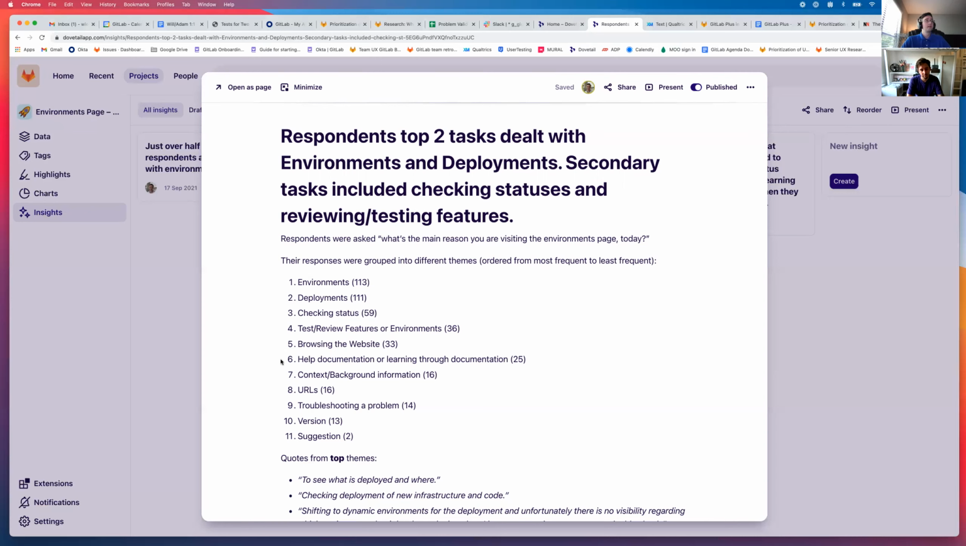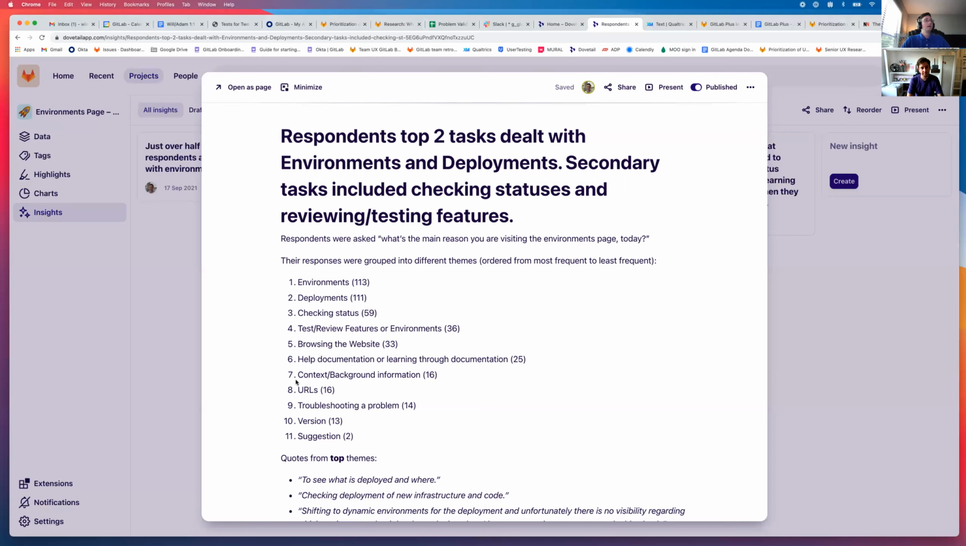We also heard about help documentation. So wanting to learn, how do I do something? So people might be not as familiar about how to complete something in the context of the environment page, or wanting to learn through some of the documentation that either they or others have put into GitLab.com.